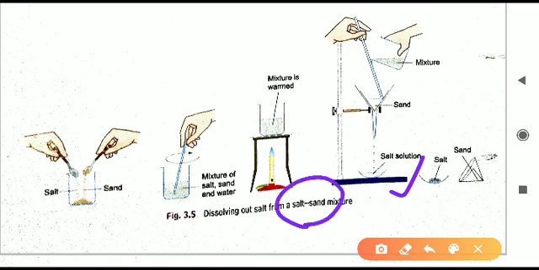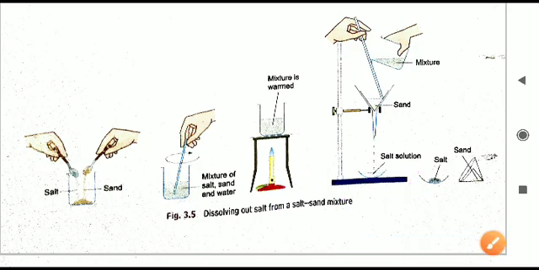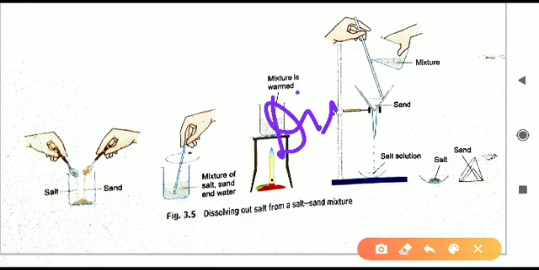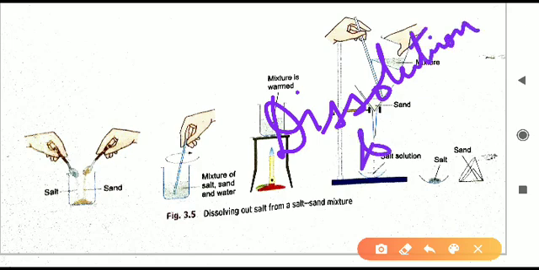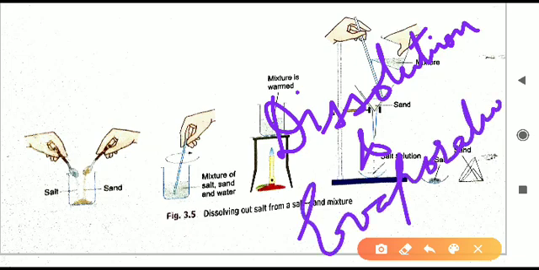Sand and salt, both are solid. Sand matlab रेत, salt you know already. So that is how we can separate two solids. After evaporation, the third method we will see is how we can separate two solids. For that, the method is called dissolution and evaporation. What is the method name? It is dissolution. Dissolution means we are dissolving something, and then what will we do? And evaporate that thing. Two things are done. That is why the method is called dissolution and evaporation.